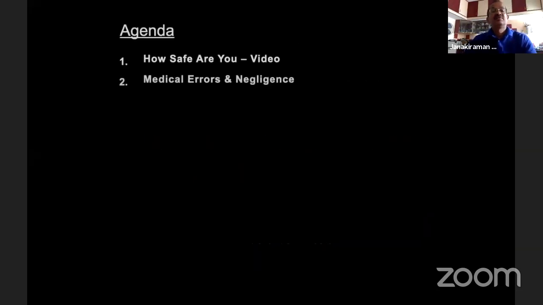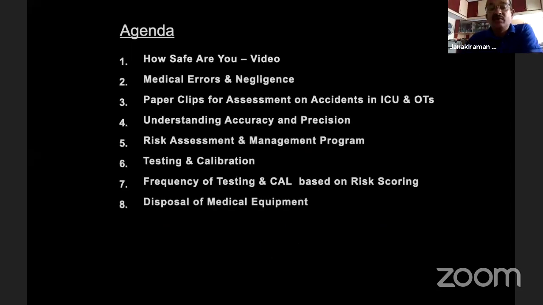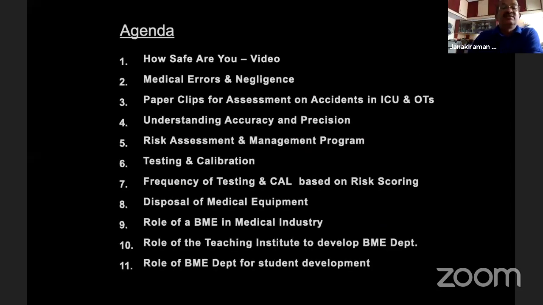The first and foremost question is, how safe are we in the medical industry? There is a small video and there is no audio in that. The video is going to throw light on various accidents happening in the ICU and the OT theater. Accidents happening inside the OT theater and the ICU generally do not come out of that room at all. People outside will not know what is happening inside.